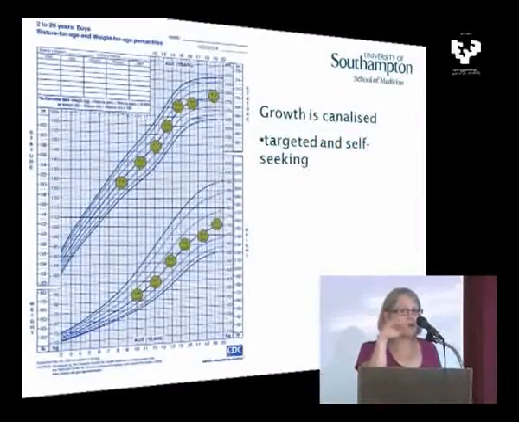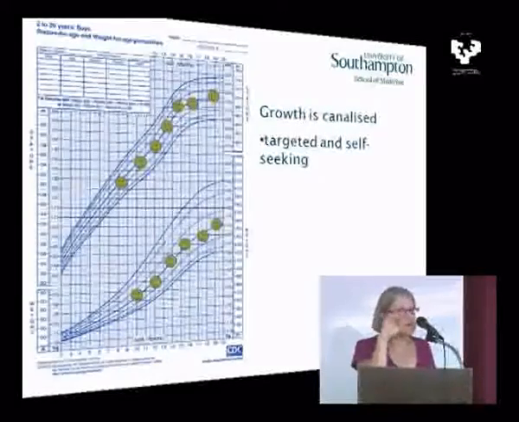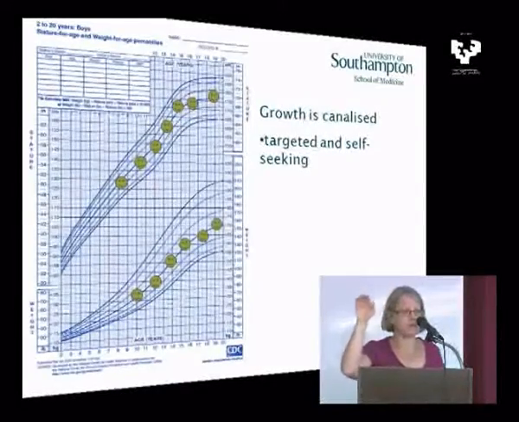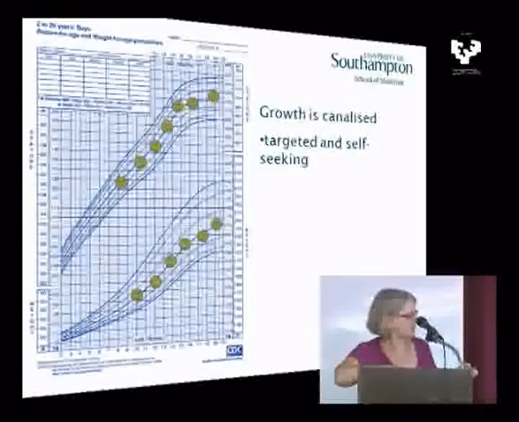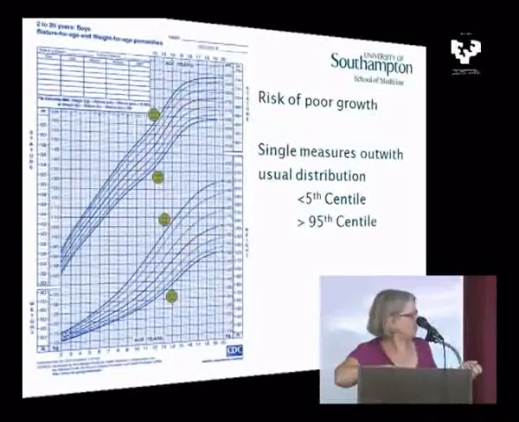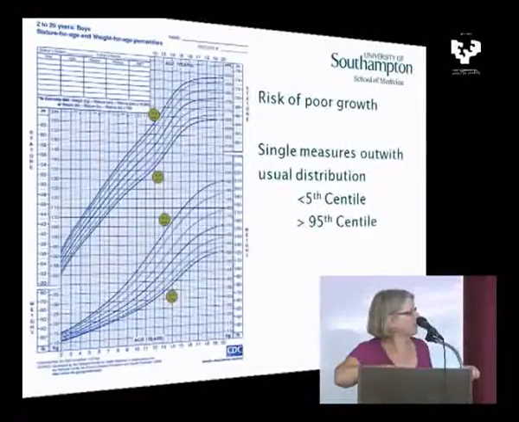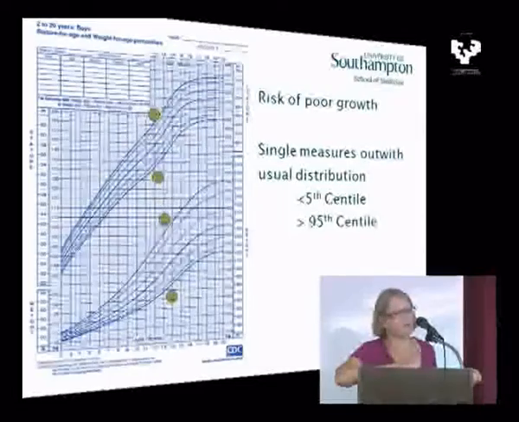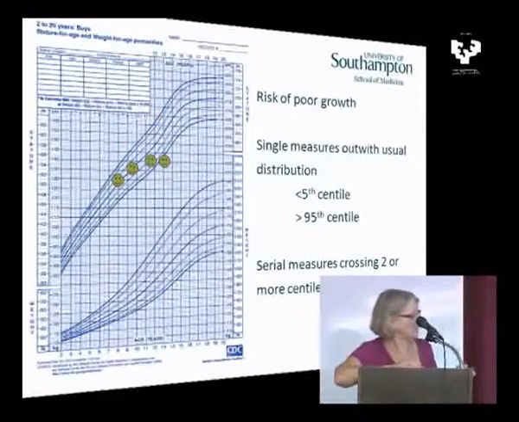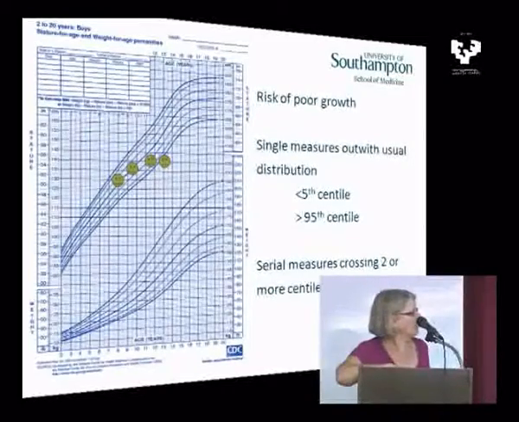As you know, growth is canalized, it's targeted and self-seeking, so there is a tendency to stay on that 50th percentile. And if you fall outside, below the 5th percentile or above the 95th percentile, you're at risk of poor growth. And where we identify children who are not growing well is whether they're outside those measures or whether when they're growing they cross percentiles. So they don't stay on their growth trajectory, they start sliding off.